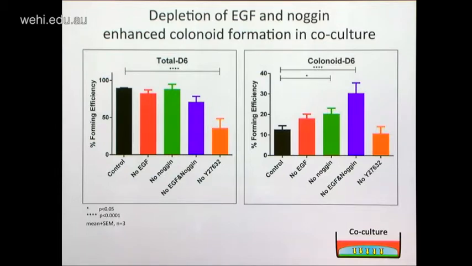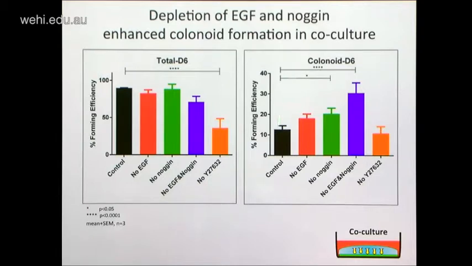And for EGF and Noggin, we found that when they are taken out, there is more colonoid formation compared to the control. However, in terms of total colony formation, there's not much difference. And for this Rho kinase inhibitor, Y27632, which inhibits the epithelial cell from apoptosis after they detach from the basement membrane, we found that if we took this out, the total colony formation was reduced.